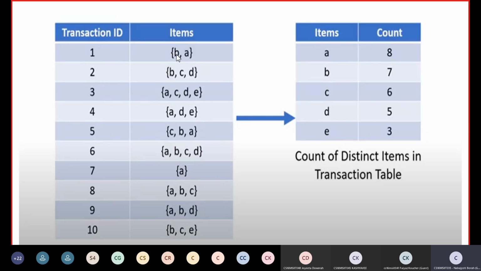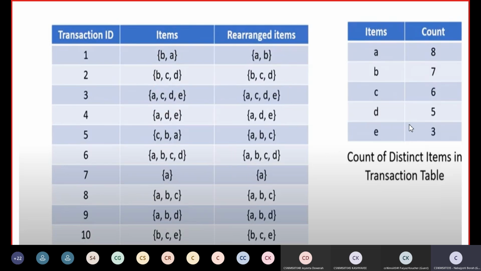Then what we have to do is find all the unique items from this list. As you can see, we have only A, B, C, D, E, and how many times they are used. A is used 8 times, B is used 7, then 6, 5, 3. That's how they are used, and we have also arranged them from bigger to smaller.